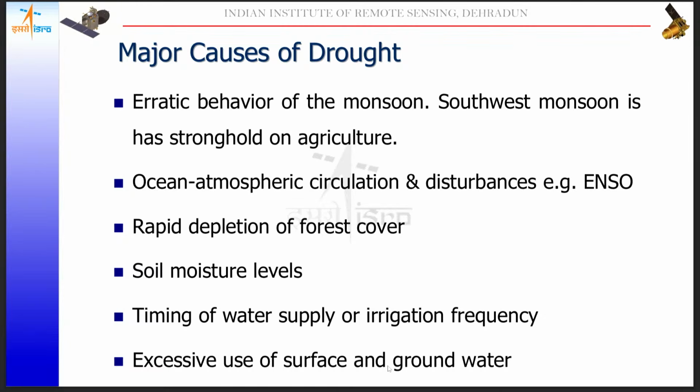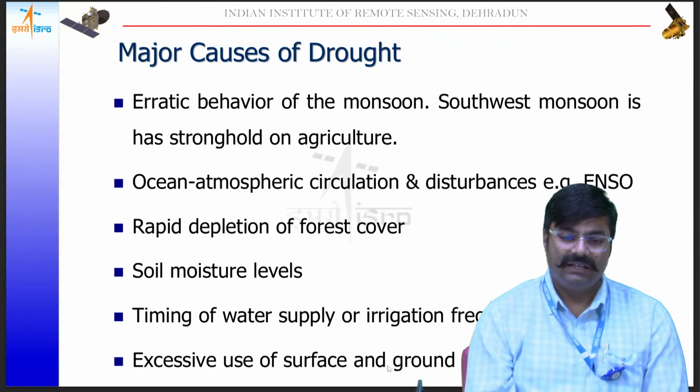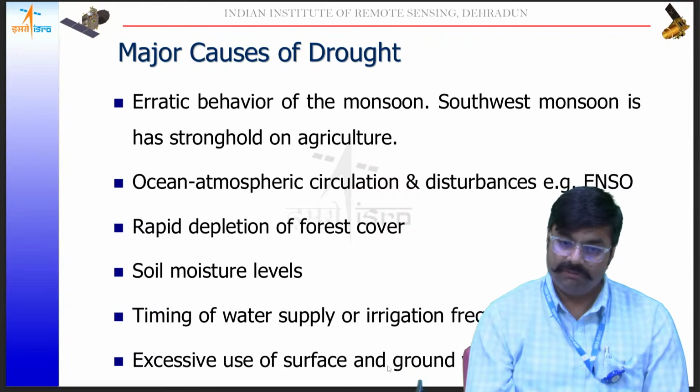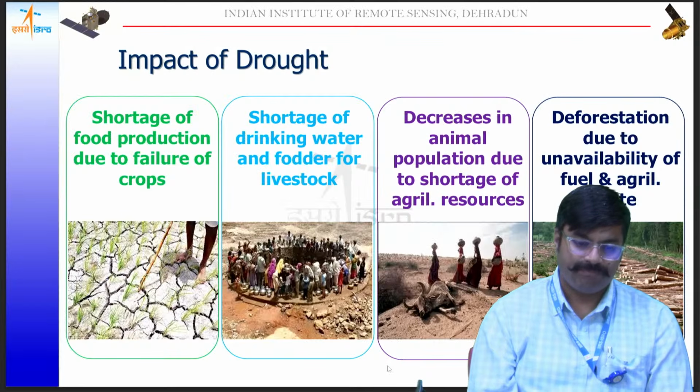And in due course of crop growth in the monsoon season, if water is required on that farm but is unavailable because of an erratic rainfall pattern, then definitely it creates a situation of drought. So that is also a major cause of drought as listed here.